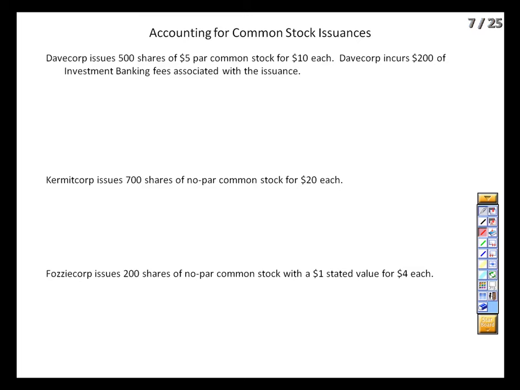Okay, so let's book some journal entries to solidify what we just learned. We'll start simple. Dave Corp issues 500 shares of $5 par common stock for $10 per share, incurring $200 of investment banking fees associated with the issuance. So here's how it works. We find an investment banker to find buyers for our offering, and then they get paid a commission for the work that they did. That's that $200.